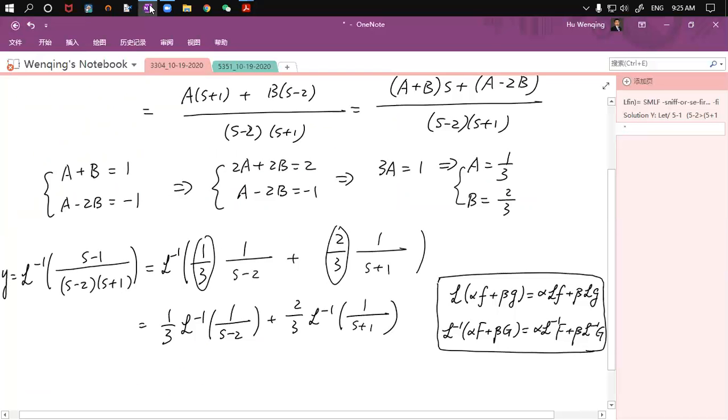Okay, so that means you can see that the solution is 1/3 e to the power of 2t plus 2/3 e to the power of minus t. And that's going to be the solution. Is that good for everybody?